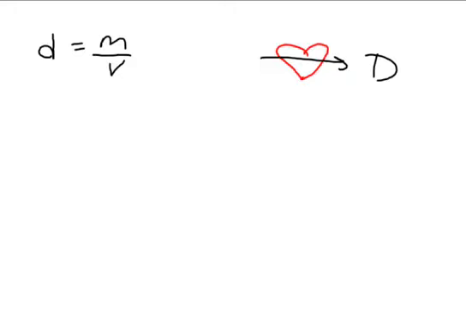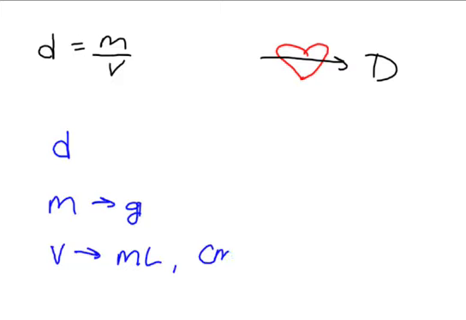Alright, let's talk about units. So we've got three variables in this equation. We've got d, which stands for density, m for mass, and v for volume. We know that mass is measured in grams, so we're going to write a g here. We know that volume is measured in either milliliters or centimeters cubed, depending on the problem. So we know that density then has to be either grams per milliliter or grams per centimeter cubed, depending on the problem that we're given.